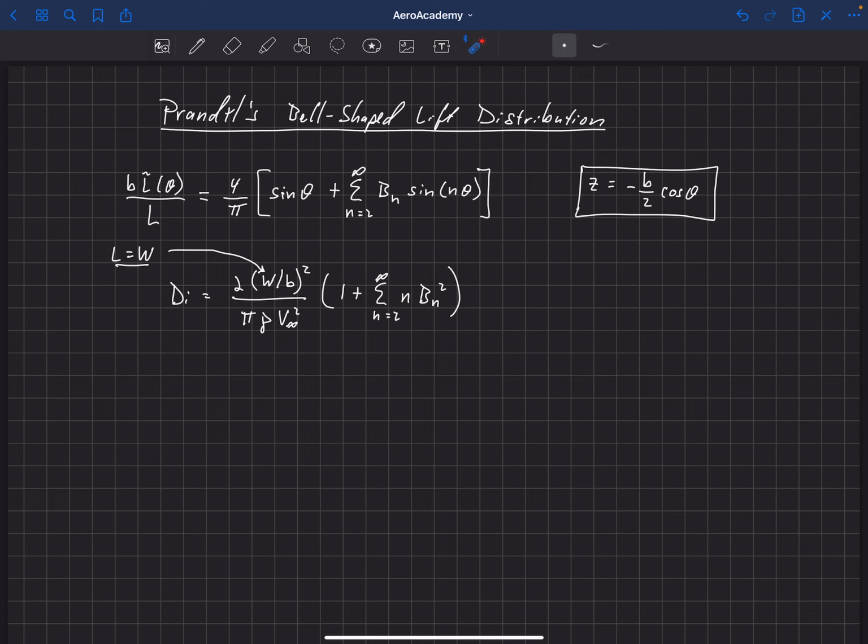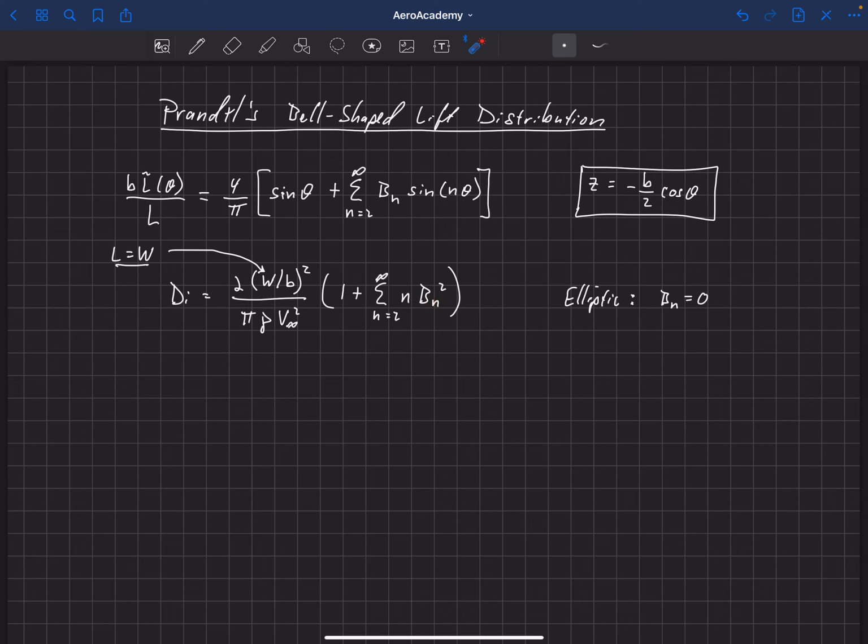So let's first start with the elliptic lift distribution. The elliptic lift distribution is really well understood. Basically, if you look at this equation, you say, I want to minimize induced drag, and I can do that by changing the lift distribution. Well, we change the lift distribution by changing these Fourier coefficients. So if I could choose the value for each of these Fourier coefficients in order to minimize the drag, it's quite obvious that to minimize that equation, to minimize the induced drag, what we'd want to do is we want all of the Bn values to be 0, right?